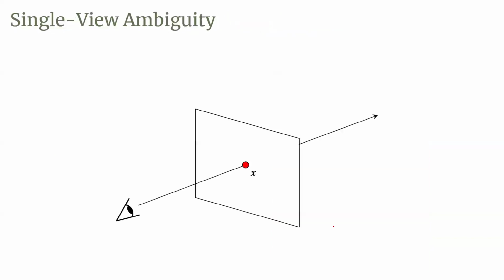Now let's look at the so-called single view ambiguity. The question is this. Now you can see the CCD in the camera or the CMOS or the film of the camera. This is the lens of the camera, this is the optical axis of the camera, this is the 3D object, and this is the scene.